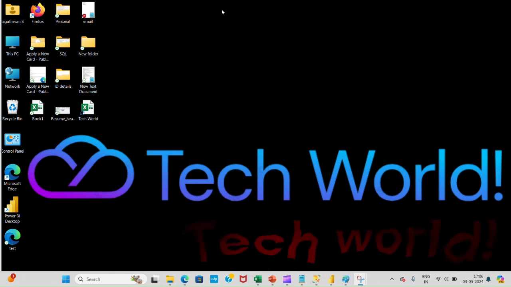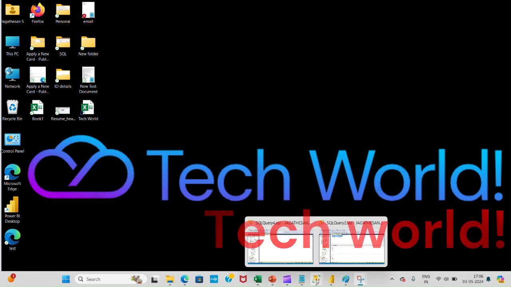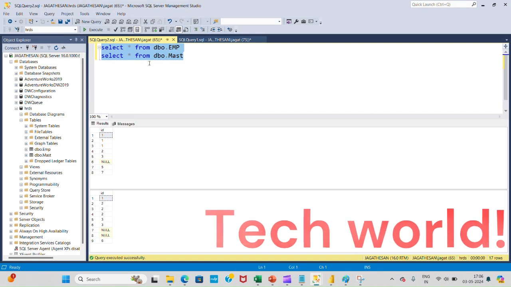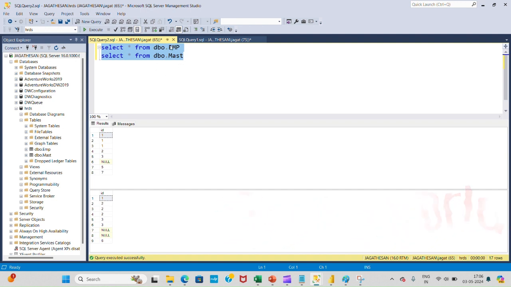Today we are going to see a scenario-based SQL interview question on joins. So let's open SQL Management Studio. I have created two tables, EMP and MOST, and these two tables contain different types of values in the ID columns.